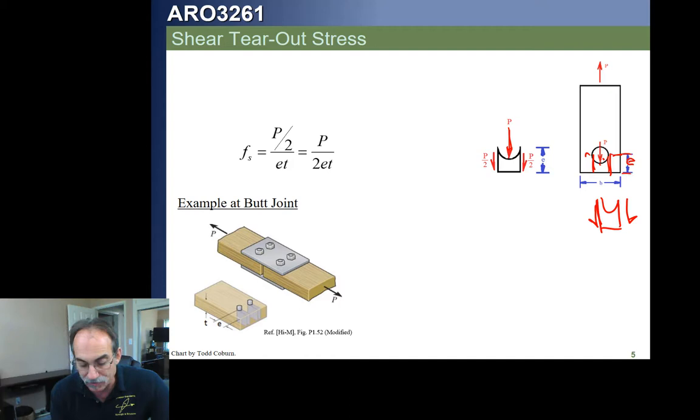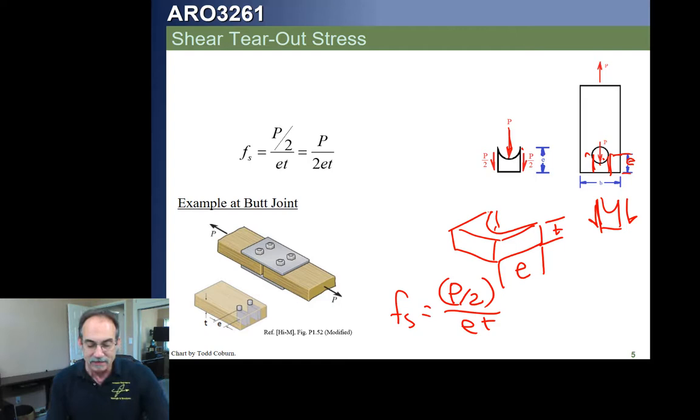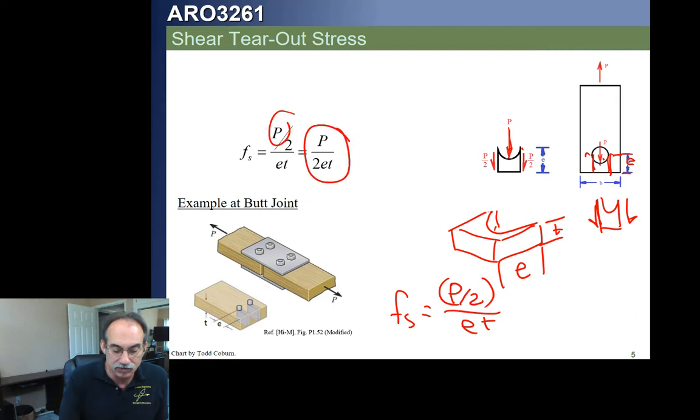If I draw this in 3D, this thing looks like this, where this is E, and this is T. So P over 2 is the force on each of those two areas, and ET is the area of each of those areas, so our shear stress is this. Now, we're normally not going to check shear stresses. Now, it looks like it's P over 2 ET, but remember, it's P over 2 over ET. That's the formula, okay?